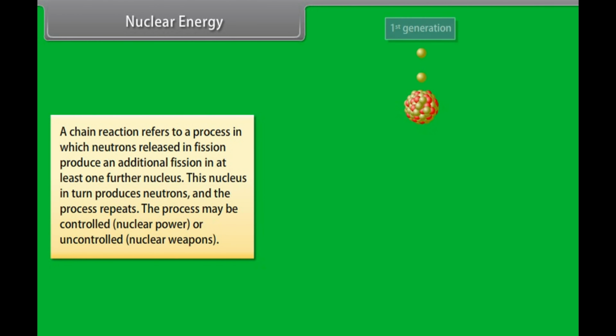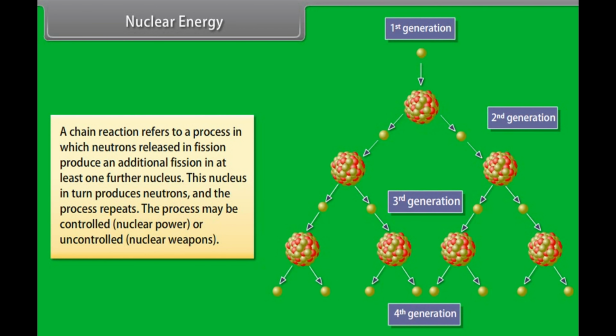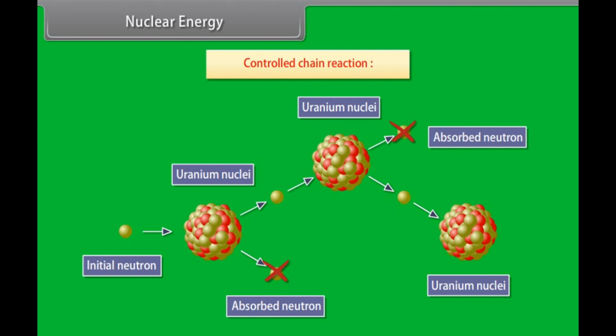A chain reaction refers to a process in which neutrons released in fission produce an additional fission in at least one further nucleus. This nucleus in turn produces neutrons, and the process repeats. The process may be controlled, that is nuclear power, or uncontrolled, that is nuclear weapons. Controlled chain reaction. If the chain reaction is arranged artificially such that out of 2 or 3 neutrons produced per fission, on the average, only one neutron causes further fission, so that the rate of fissions remains constant, then the chain reaction is said to be controlled.